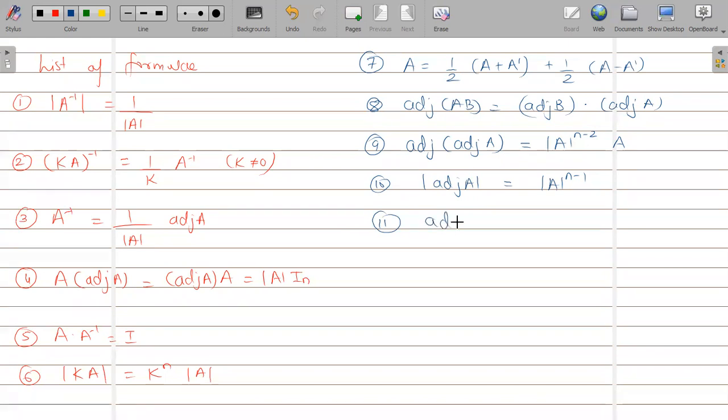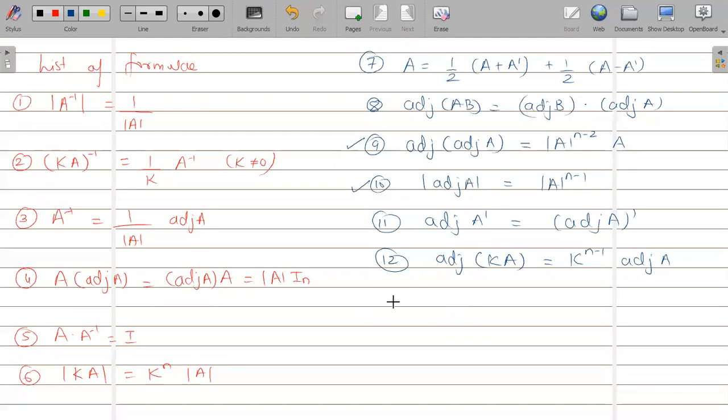Then adjoint of A transpose can be adjoint of A the whole transpose. Adjoint of KA will be K raised to n minus 1 into adjoint of A. Specifically, these are the important ones.